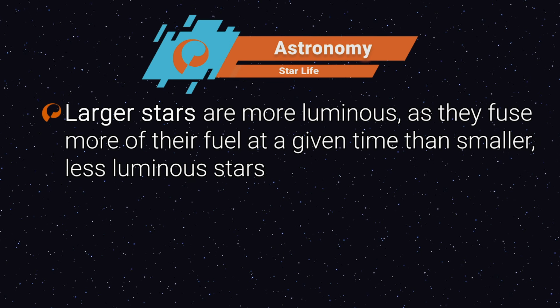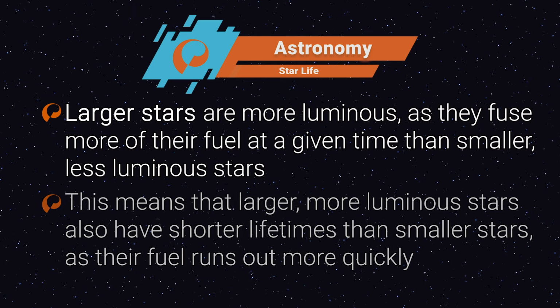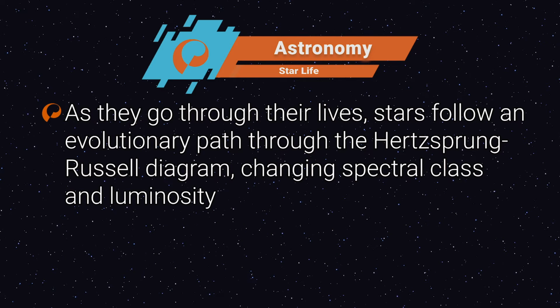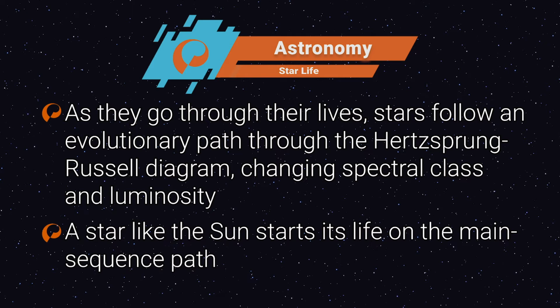Larger stars are more luminous, as they fuse more of their fuel at a given time than smaller, less luminous stars. However, this means that larger, more luminous stars also have shorter lifetimes than smaller stars, as their fuel runs out more quickly. As they go through their lives, stars follow an evolutionary path through the Hertzsprung-Russell diagram, changing spectral class and luminosity. A star like the Sun starts its life on the main sequence path.